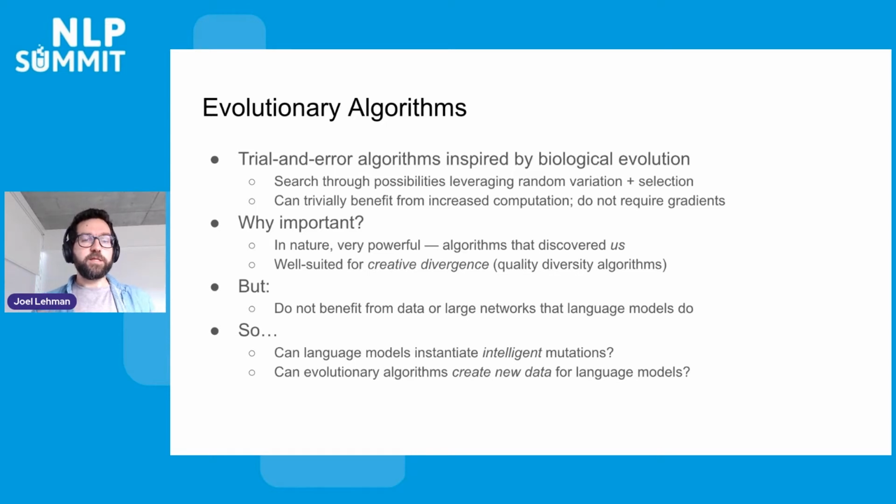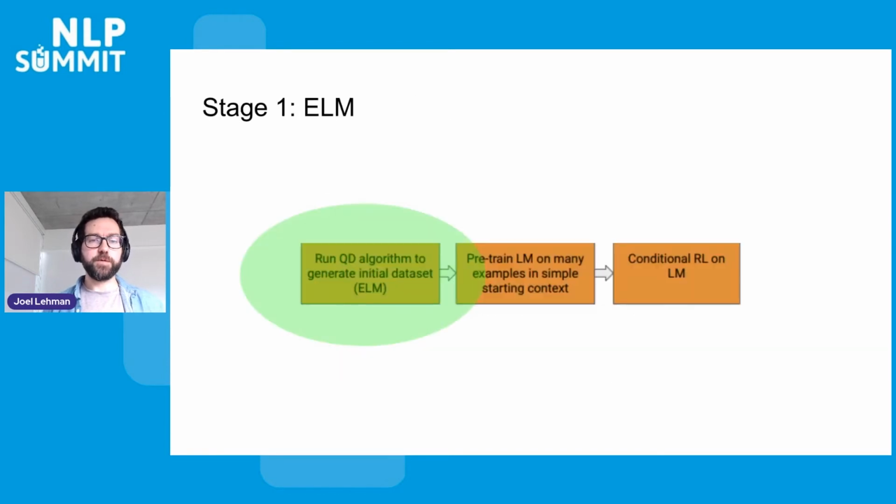Once again, one hope is that the evolutionary algorithm can benefit from the intelligent mutation provided by the language model. On the other side, we want to leverage evolutionary algorithms to create new data for language models. Okay, so that sets the stage for the main approach of this paper. I'll focus most on this first stage, which is about how we can use this technique to generate an initial data set, bootstrapping from a single example outwards to create more data.